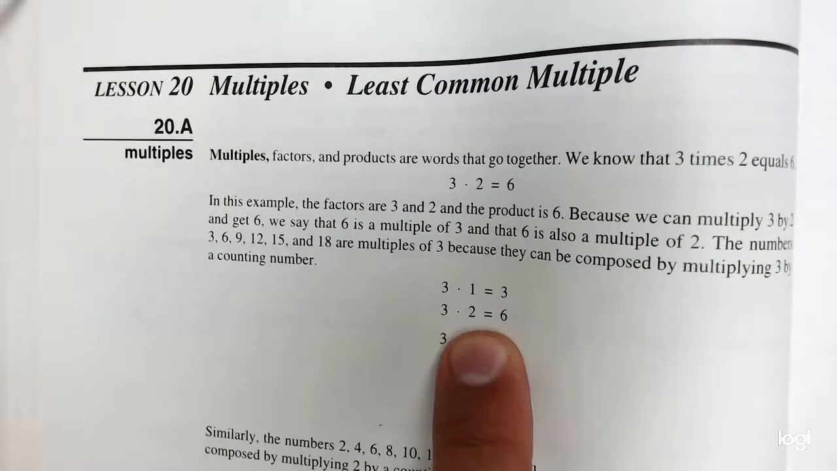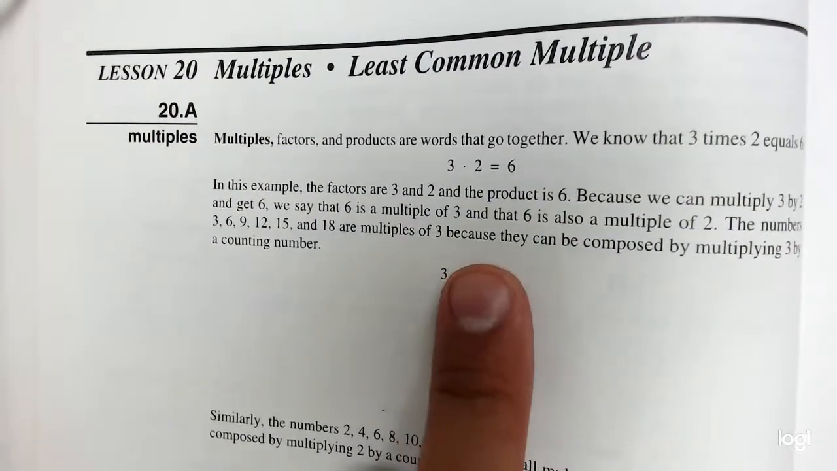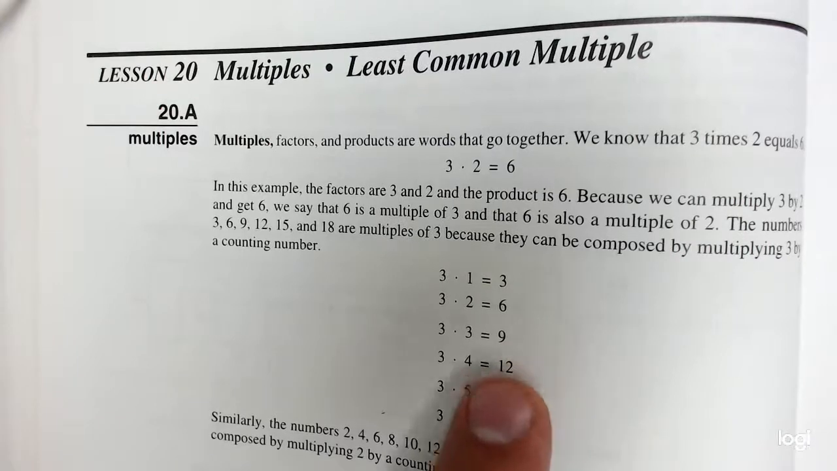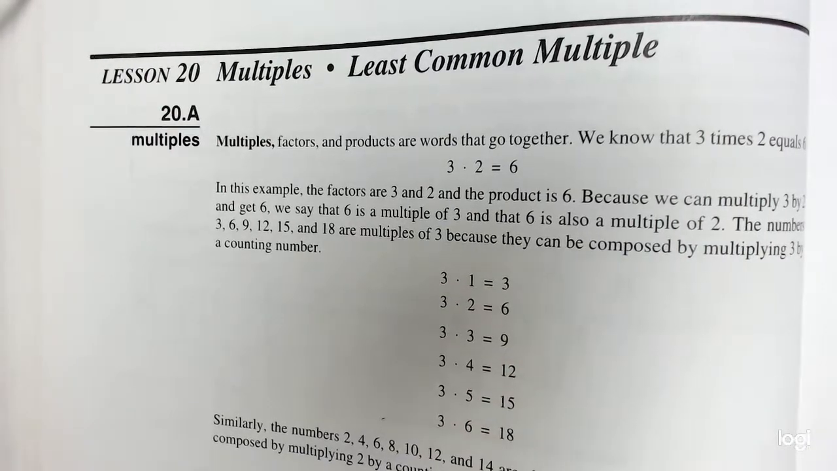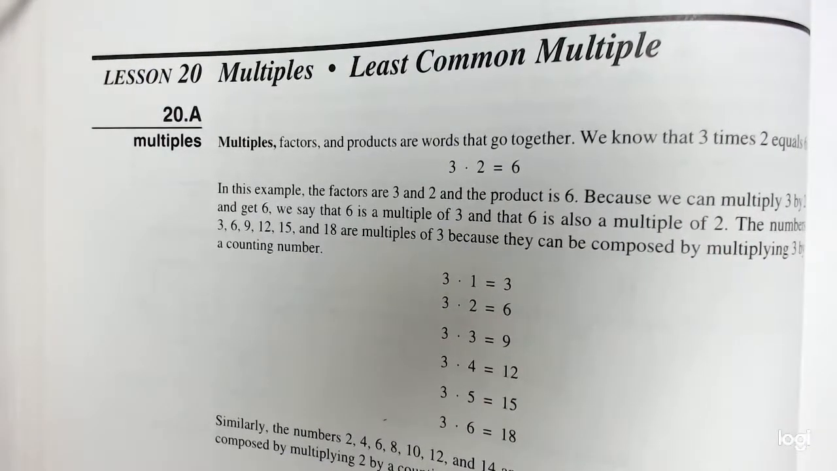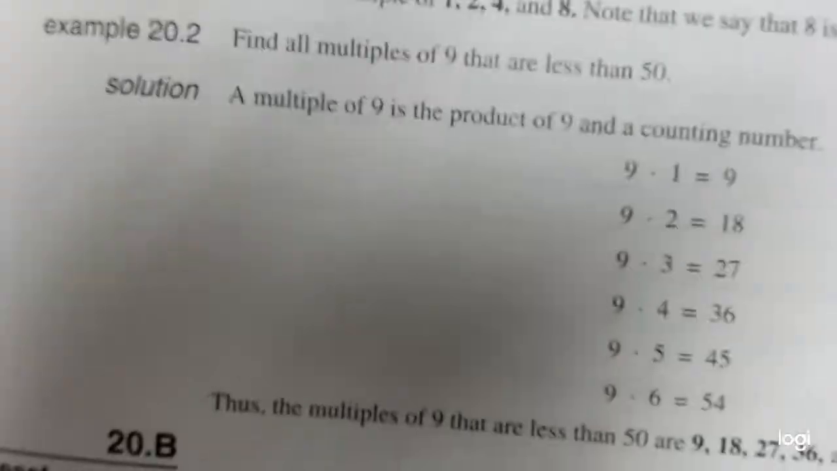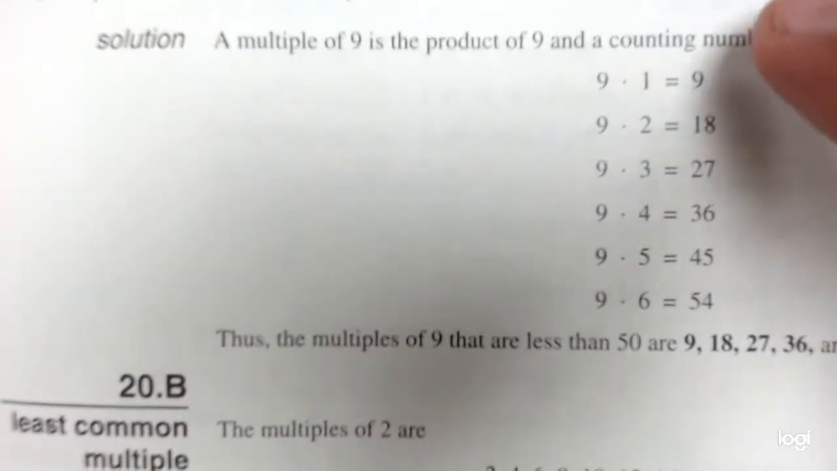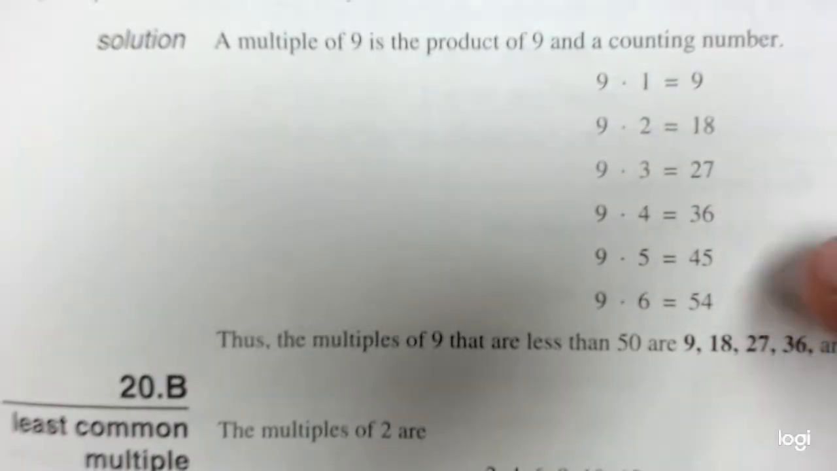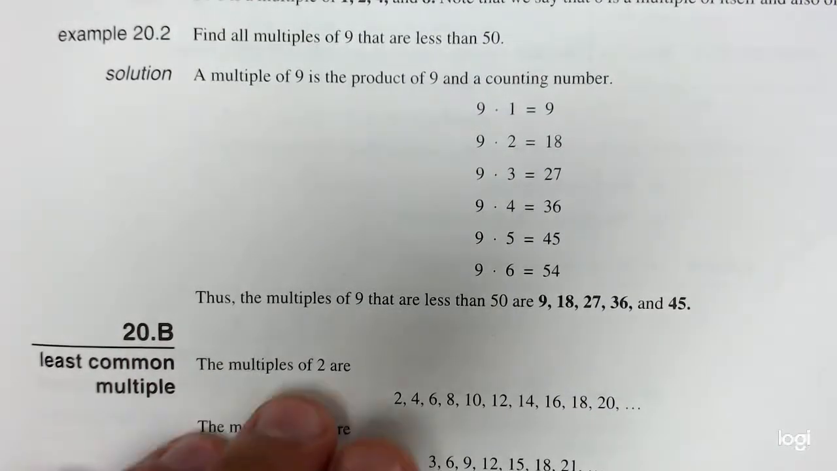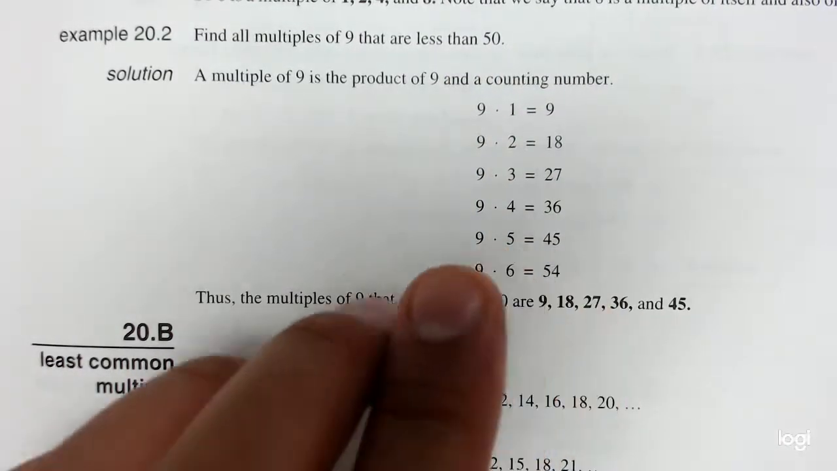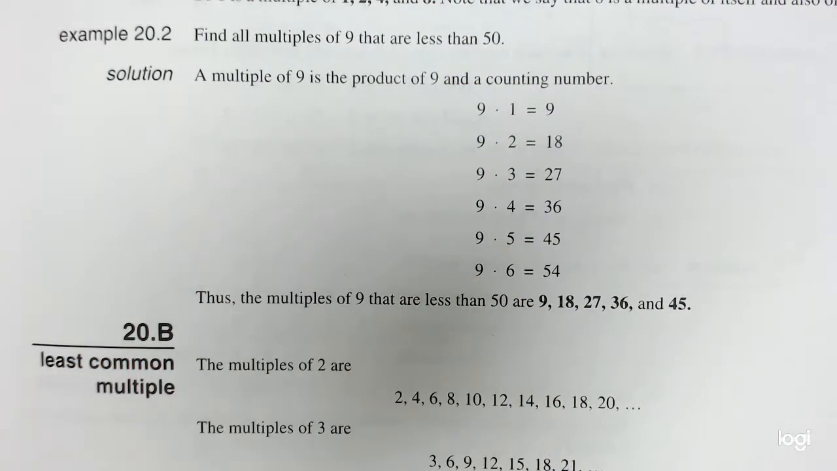For example, here we have the multiples of 3. The multiples of 3 would be 3, 6, 9, 12, 15, 18, etc. Or another way to think of multiples is counting by a particular number. Like if I were to count by nines, I would count 9, 18, 27, 36, 45, 54. So multiples are the answers to their times tables, or if you were to count by a specific number.